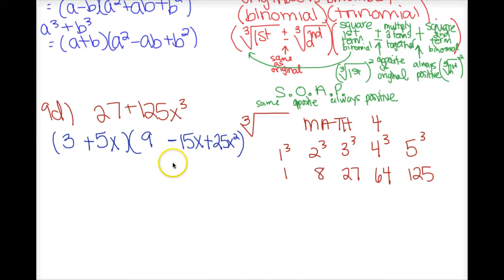Then, because when I'm factoring, I should check to see if it factors further. The trinomial in a sum of cubes will never factor further, so you don't have to look at it. You should check the binomial. I know this one doesn't because it's linear, so it can't factor any further. This is my final answer there.